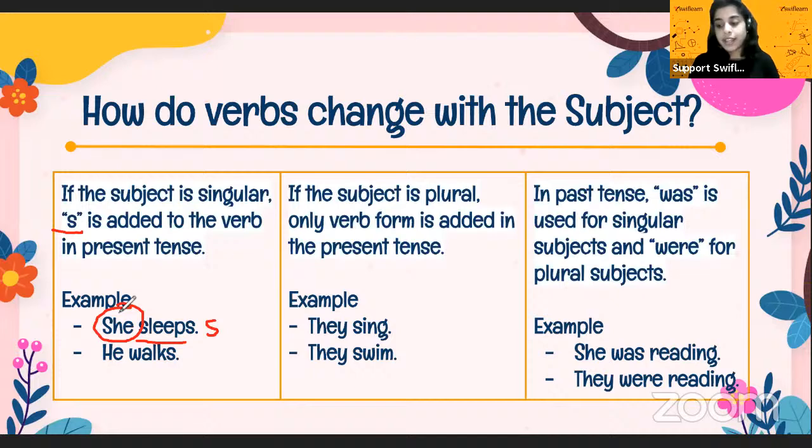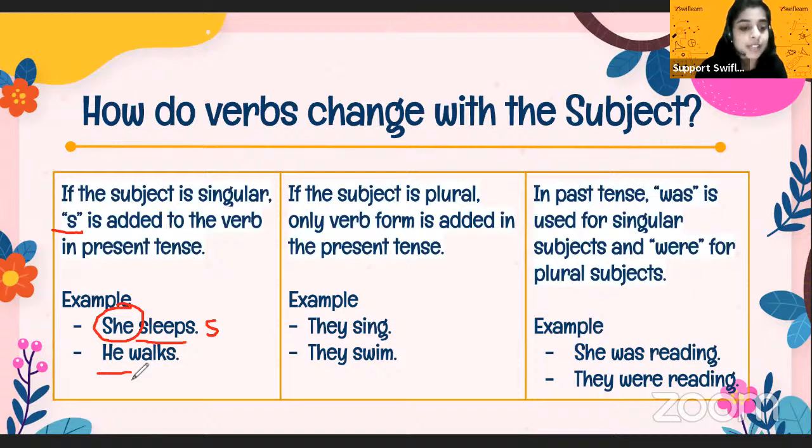If the subject is singular, add s with the verb. If the subject is singular, add s with the verb. Add s with the verb. Subject is singular, add s with the verb.